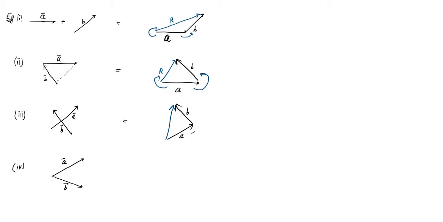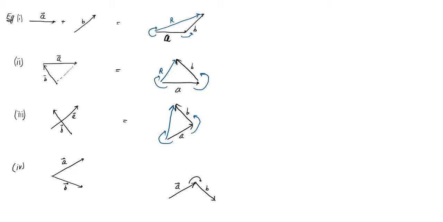Similarly here A and B are taken in anti-clockwise and the resultant is in clockwise. Similarly, in the last case we can take this is vector A and this is vector B. So here we have taken A and B in clockwise.